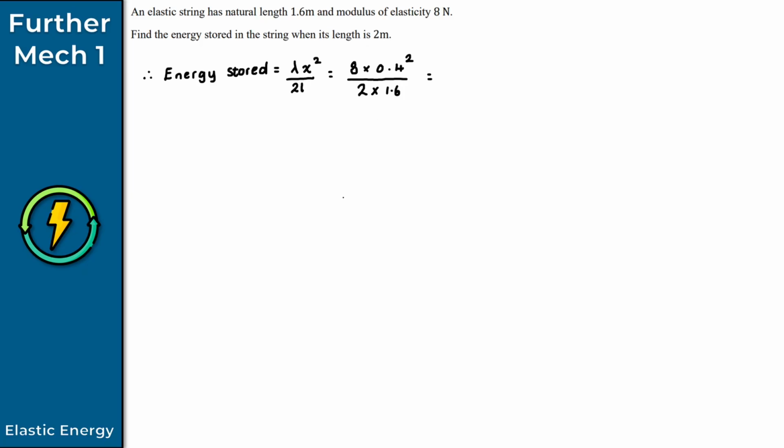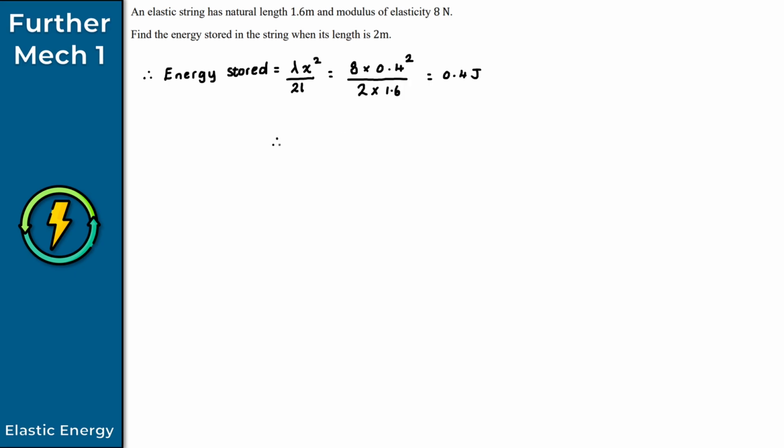At this point, like we said, nice and straightforward. Just put this into your calculator. And if you do this correctly, what you should find for the energy stored in the string when its length is 2 meters is 0.4 joules. So don't forget, this is energy, so the correct units here are joules. So 0.4 J there.